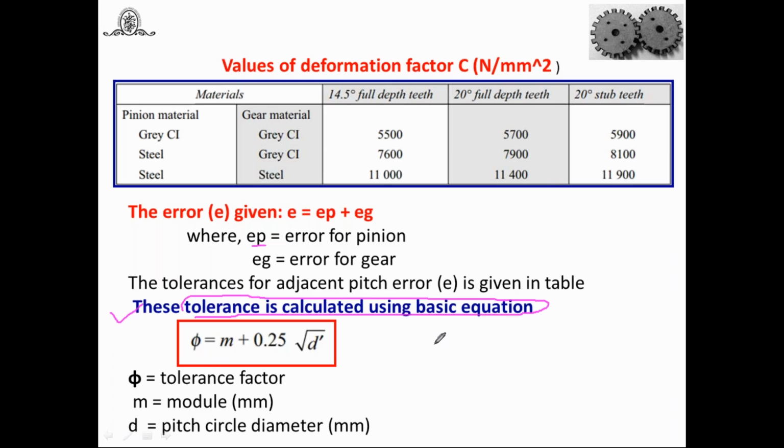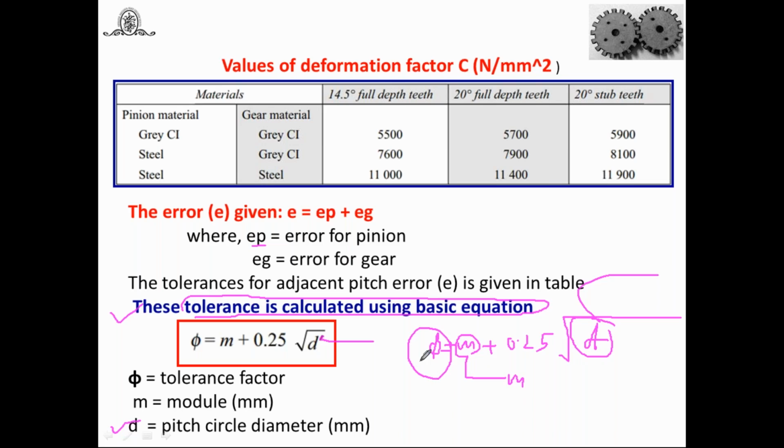These tolerances are calculated by using a basic equation. Look at this. I am going to write pi is equal to m plus 0.25 under root d. It should be small d, not this dash. What is this small d? It's the PCD. And m is the module. By using this relation, you have to find pi. Once you know pi, we are going to find it for the pinion. Pi for pinion is equal to module plus 0.25 under root PCD for pinion.